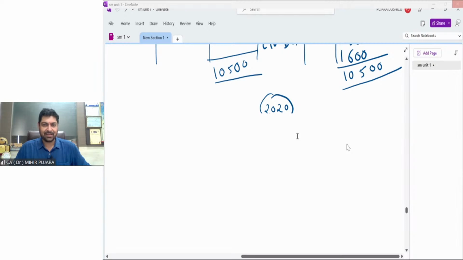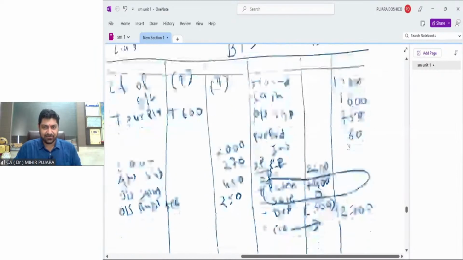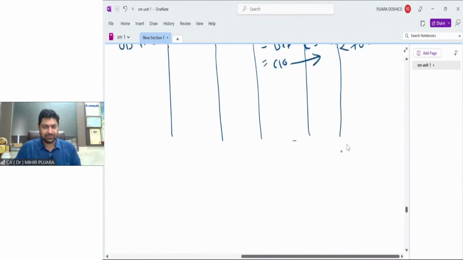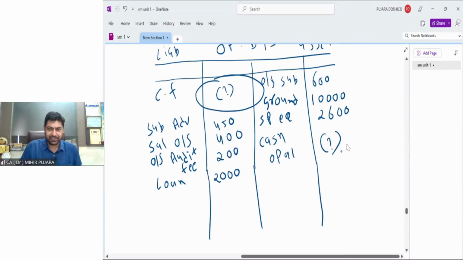Understood. 10560. And this 1390, friend, should be part of the opening balance sheet. So please write 1390 as a cash balance in the opening balance sheet here.